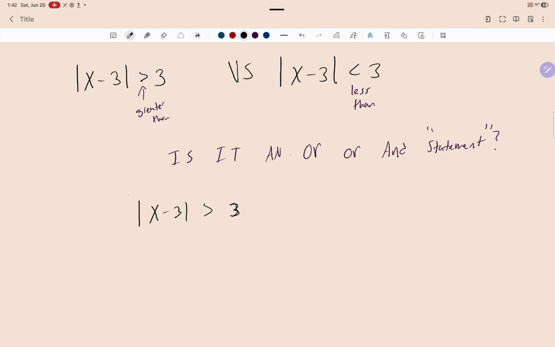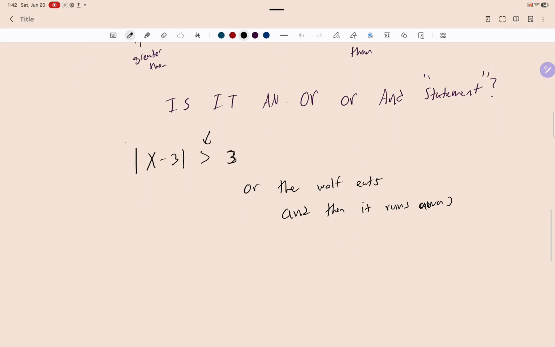So remember the inequality symbol? It's the monster, right? In this case, we're going to call it a wolf. So the way to tell ourselves, hey, is this an or or and statement, is the following. Or, the wolf eats you, and then it runs away. So in other words, if this is facing the absolute value this way, then this is an or statement. Or if it's facing this way, this is an and statement. So that's something to recall.